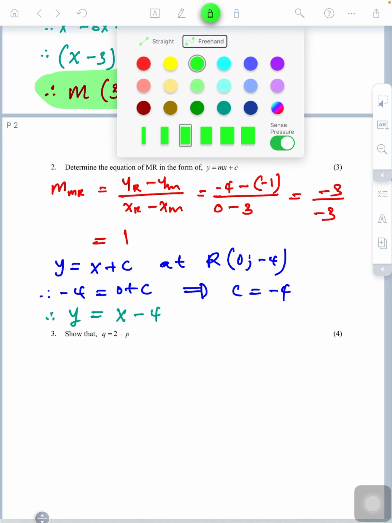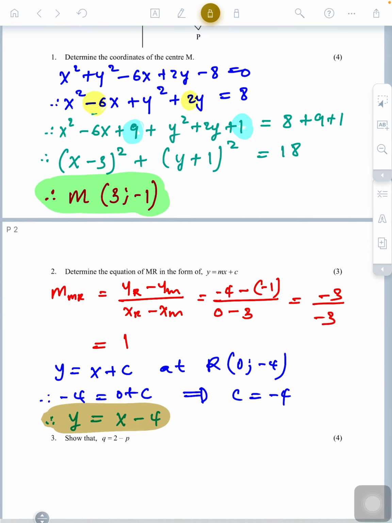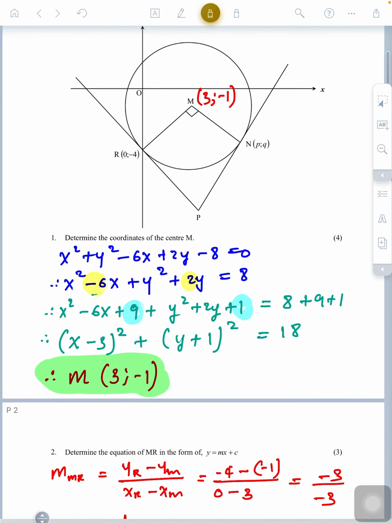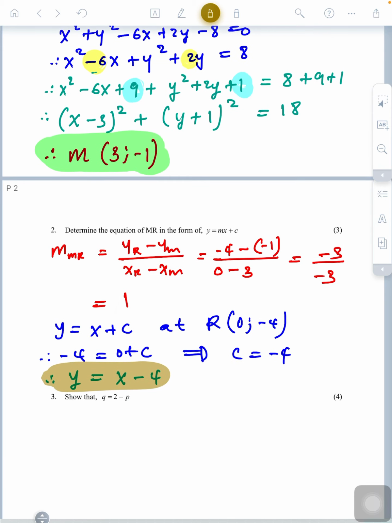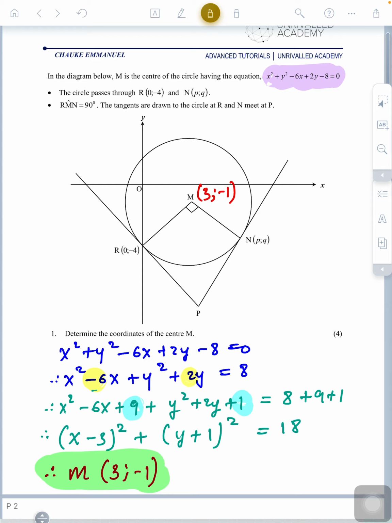It is important to highlight what we found, because it might be needed down there or in some other question, we don't know. So this is what we have so far. The third part, they are saying that we have to prove that q is equal to 2 minus p. We want to show that q equals 2 minus p. So to do that is very much simple, beautiful people.